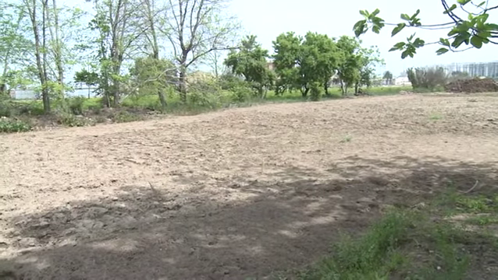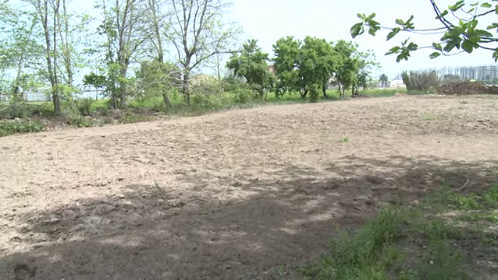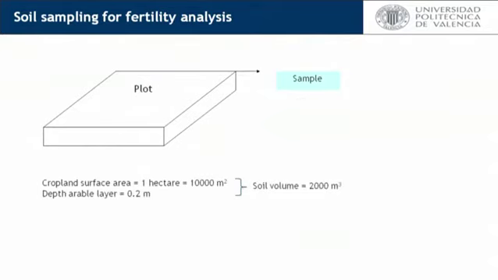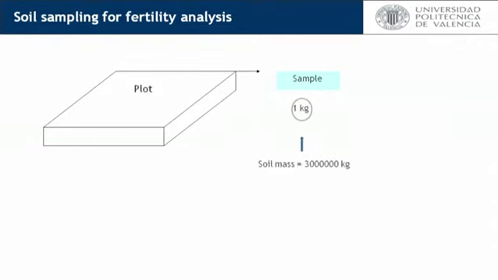To analyze the soil, a small sample, about 1 kilogram, is taken to obtain information about the nutritional status of the whole plot. If the plot has an area of 1 hectare and the topsoil is to a depth of 20 centimeters, the soil volume is then 2,000 cubic meters. The mass of the soil depends on its degree of compaction. If one considers a density of 1,500 kilograms per cubic meter, the mass of soil with which we are dealing is 3 million kilograms. The results of the analysis of the soil sample will be applied to all the plot.